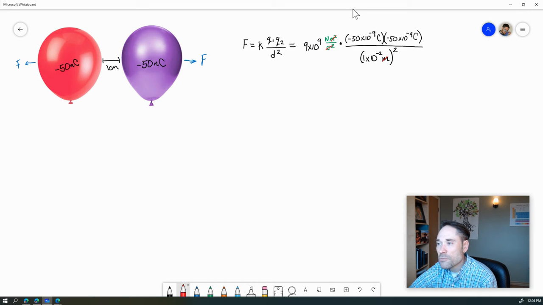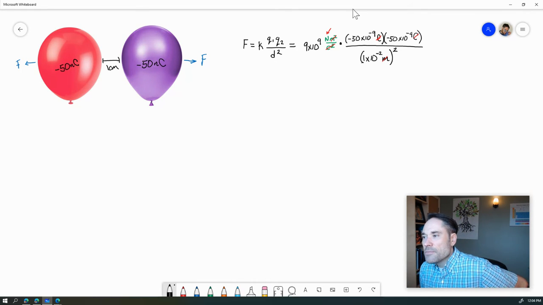And then my coulombs squared cancel out with this coulombs times coulombs here. And so I'm left with nothing more than newtons. So that works out just fine. So my problem itself becomes 9 times 10 to the ninth times negative 50, right? Times 10 to the negative ninth. And again, negative 50 times 10 to the negative ninth divided by 1 times 10 to the negative second squared.